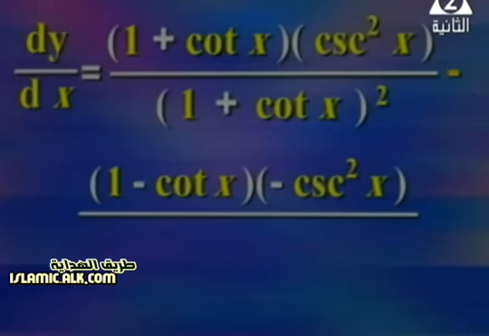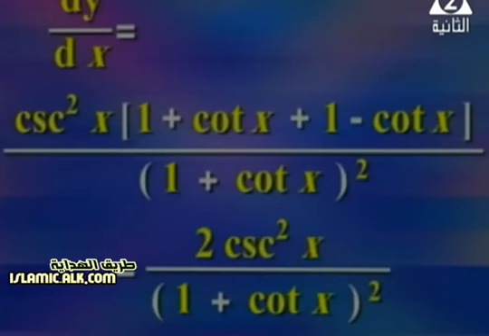dy by dx equals what? Look at the denominator squared. Multiply, look at the numerator, 1 plus cot x. This is the denominator multiplied by the differentiation of the numerator, which is negative cosec squared x, minus the numerator 1 minus cot x multiplied by the differentiation of the denominator, negative cosec squared x. Therefore, the answer is dy over dx equals what?